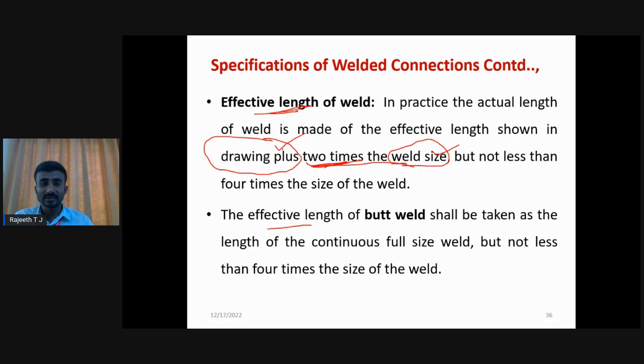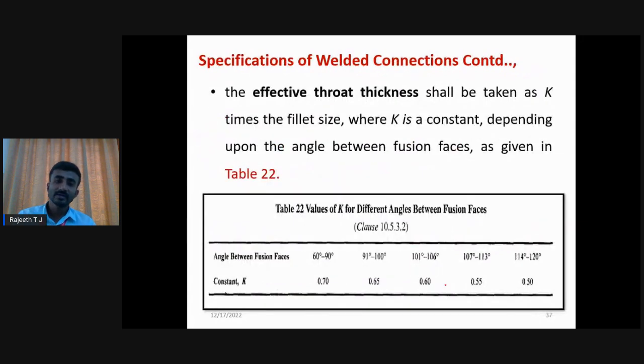This is in case of fillet weld. If you go for butt weld, then it shall be taken as the length of the continuous full size of the weld, but not less than 4 times the size of the weld. This is for butt weld.